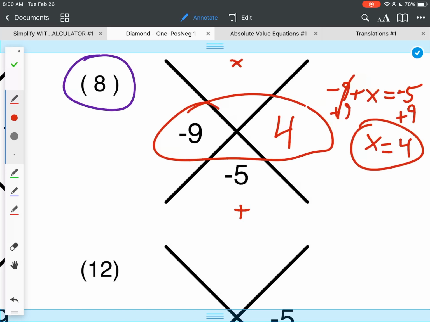Okay? So then you've got negative 9 times 4, which is 36. Negative 36, because the 9 is negative. All right? Let's go.